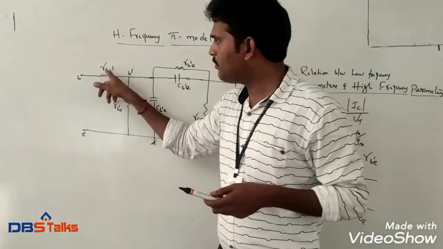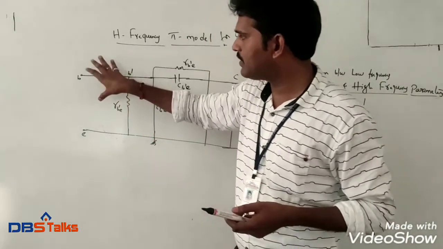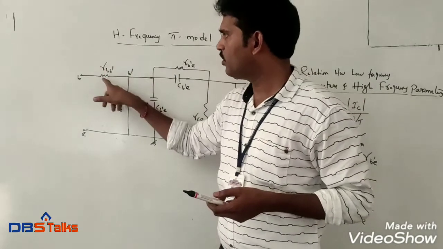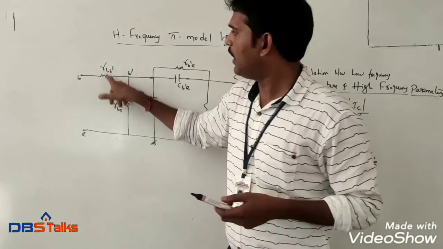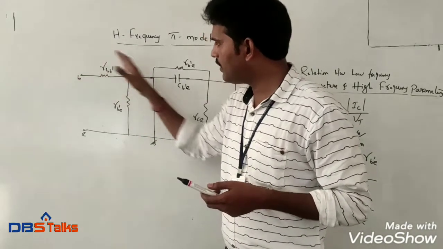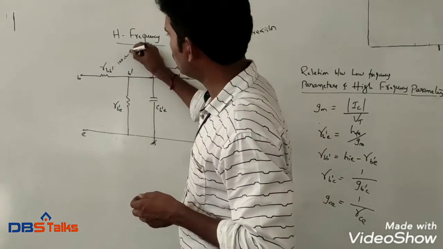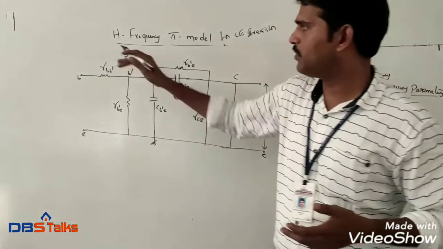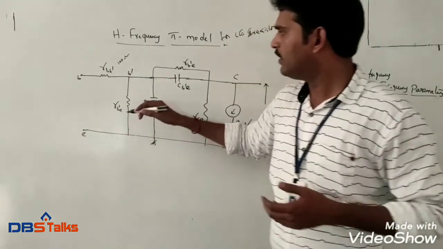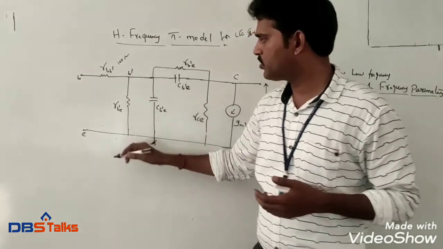Here RBB dash is the base spreading resistance. The base spreading resistance is the equivalent resistance between the base and the virtual base. The typical value of RBB dash is nearly 100 ohms. Then RB dash E is the equivalent resistance from the virtual base to the emitter.